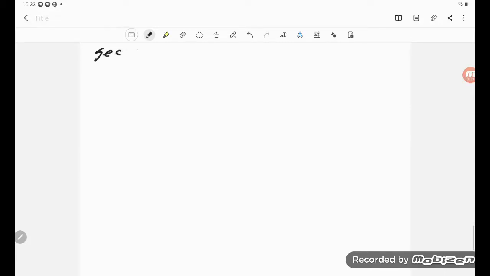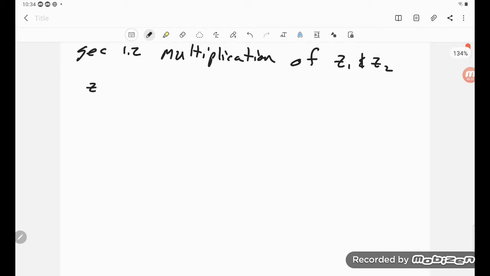Okay, here's section 1.2, and let's look at multiplication of Z1 and Z2. Now, on the one hand, if I do Z1 times Z2, well, then that's X1 plus I Y1 times X2 plus I Y2.